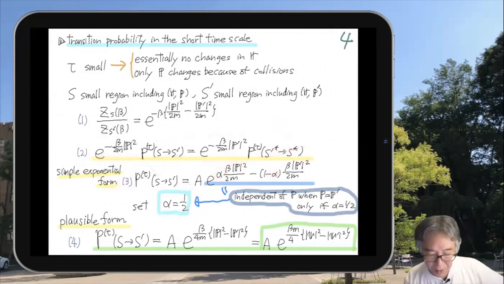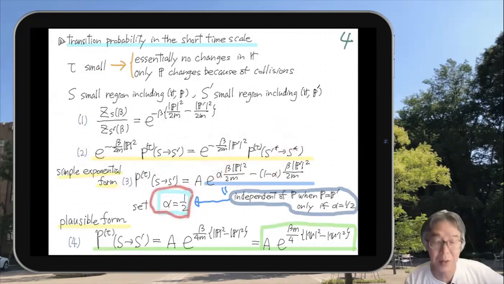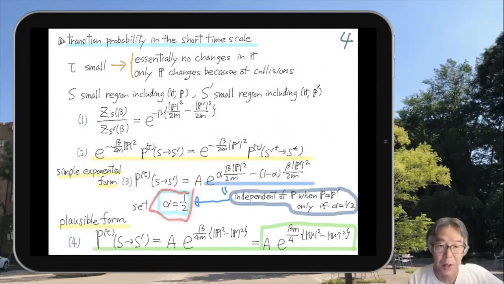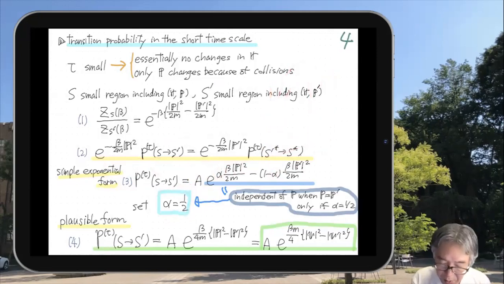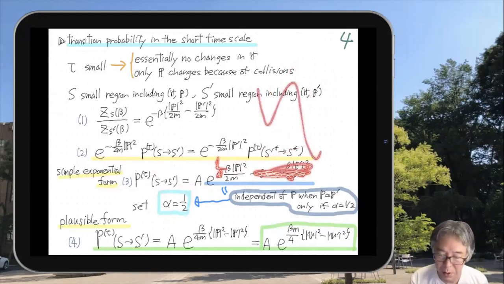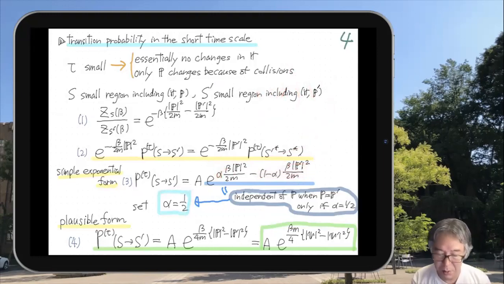But I want to further argue that it's reasonable to take alpha to be 1/2. Recall that in a similar situation in which we jump from one value to the other, we actually took alpha to be 1, and so we didn't have this. That was the natural form when we consider this kind of transition. But now we are considering a totally different situation. We are considering a very small change of momentum in a very, very short time. And I argue that in this case, alpha of 1/2 is natural.